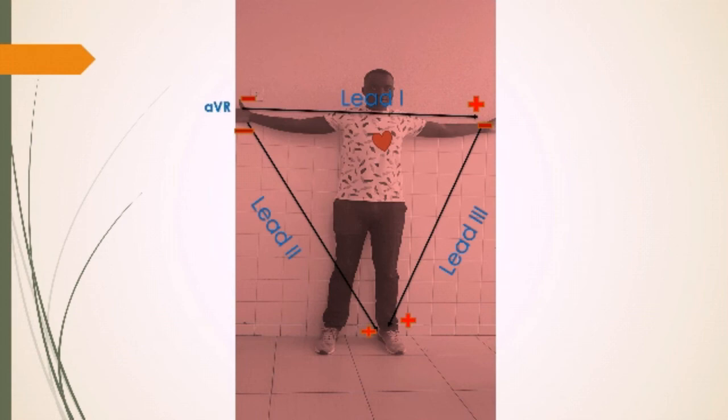Good. Now let's see the unipolar limb leads. We start with AVR, augmented voltage right arm. This is unipolar, so it is positive. The right arm is positive. For AVL, or augmented voltage left arm, also it is positive. The same for AVF, or augmented voltage foot, it is positive as well. This is about the limb leads.